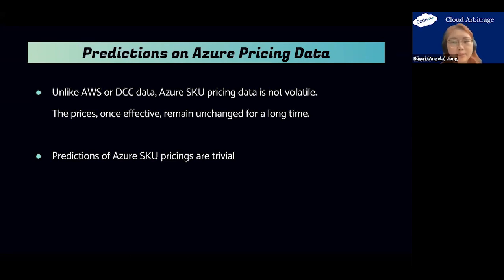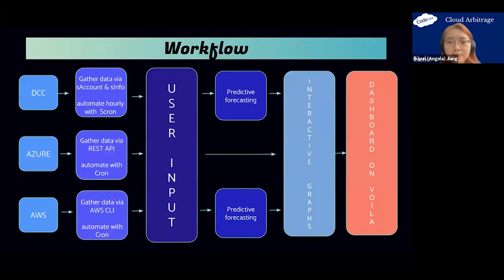And here we'll take a look at what our dashboard looks like right now. So here's our dashboard workflow. DCC, Azure, and AWS will scrape their data separately from the websites, and the data frames are then cleaned and filtered by our website's user input, which are usually the number of CPU cores and RAM needed. And with the processed data, the DCC and AWS teams perform their future pricing predictions, and all the data and predictions are then presented in graphs and tables, and shown interactively on our Voila dashboard.